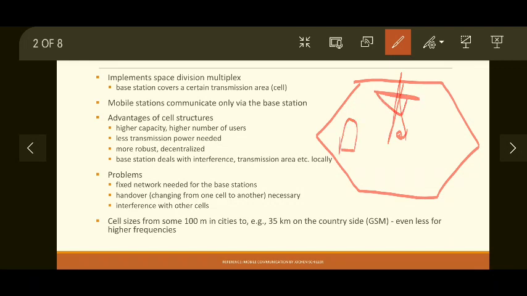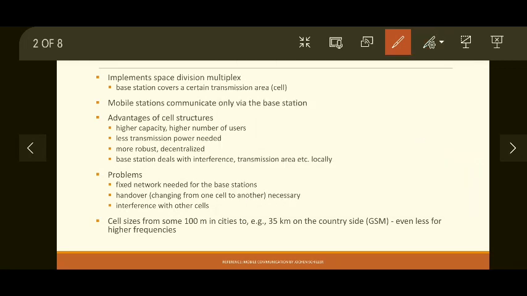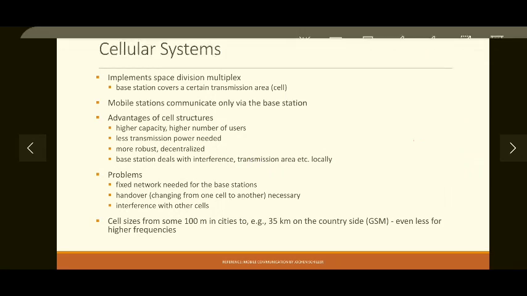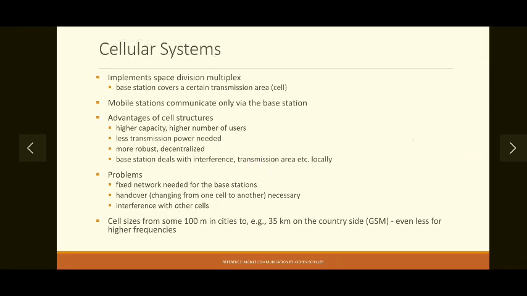Two mobile users can communicate with each other only through the base station. They cannot directly communicate with each other. So the base station is responsible for communication between two users. Okay, so what are the advantages of creating this cell structure?